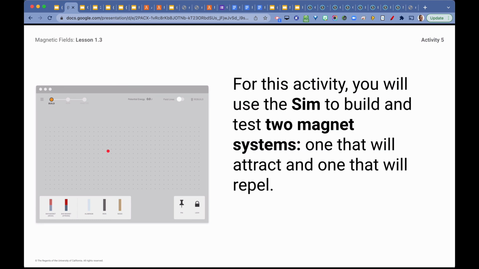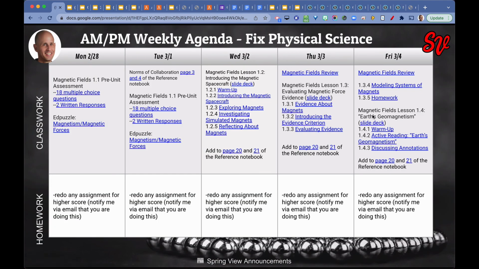And then they had some homework that they had to do. All right, then we did magnetic fields lesson 1.4, Earth's geomagnetism. A little warm-up, a little active reading, and discussing some annotations that they made. So that's basically what we did this week.